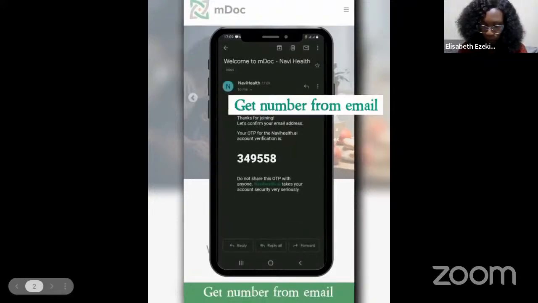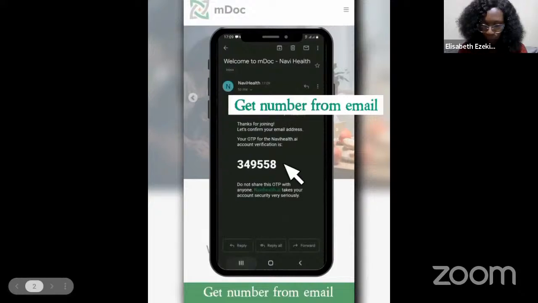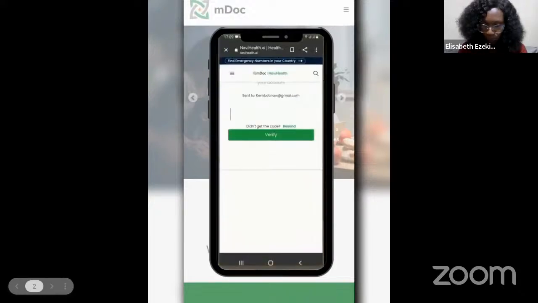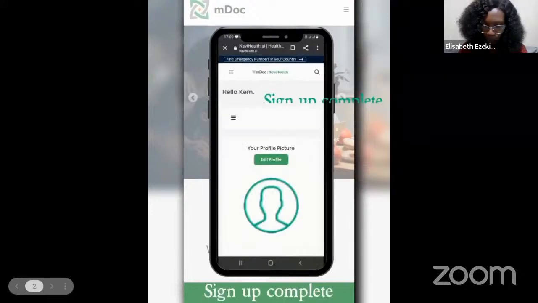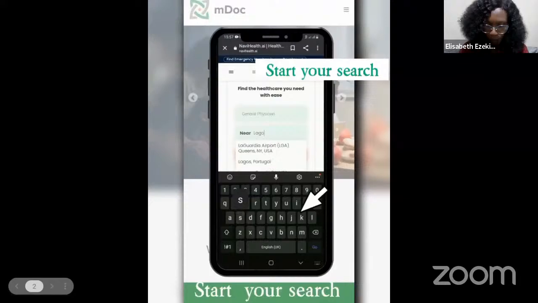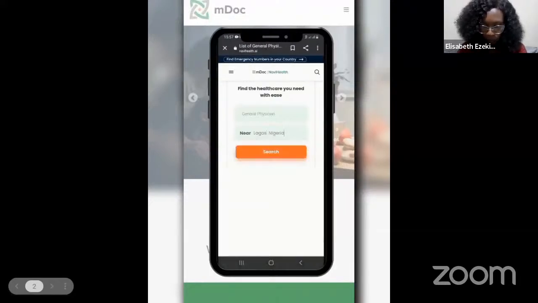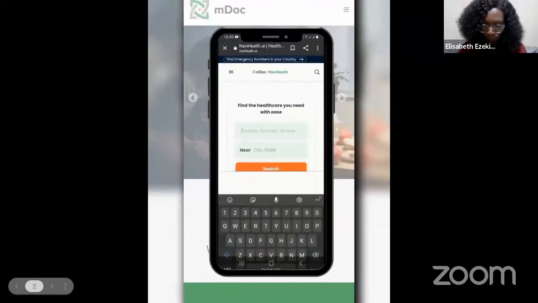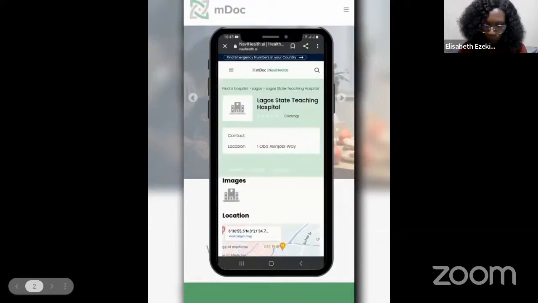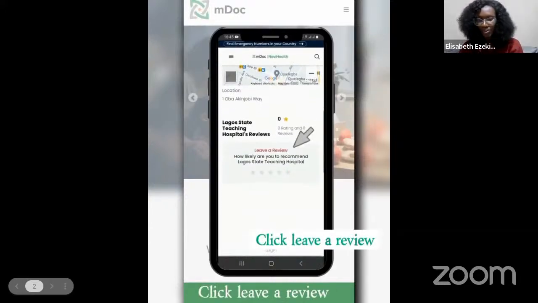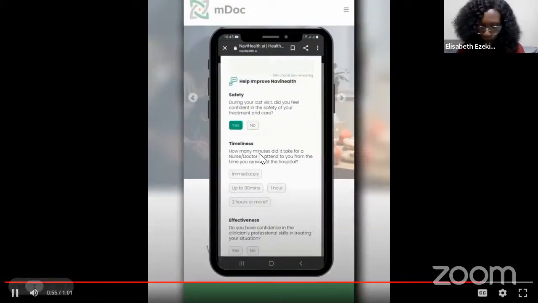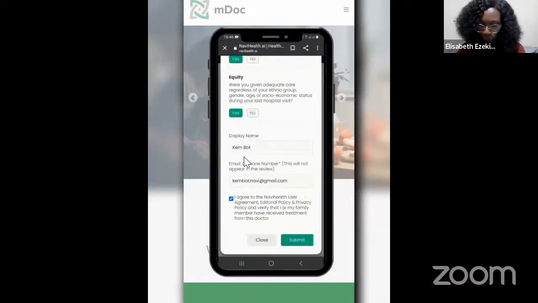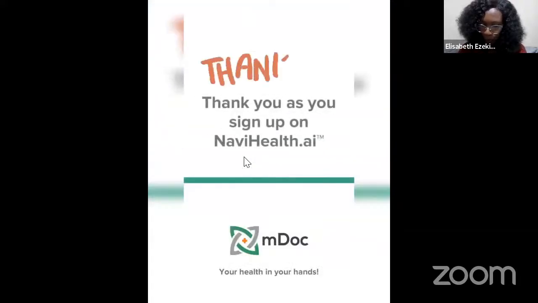Get this code sent to your email or your phone number and click to verify the button to complete the sign-up process to get started on NaviHealth. Once the sign-up process is complete, search for a healthcare service close to your location, and once the result pops up, you can search for a facility close to your location. Once you search for a facility, you can click to leave a review on that facility. Make sure your reviews are 100% authentic and original. Input a display name which is not your profile, and thank you for using NaviHealth.